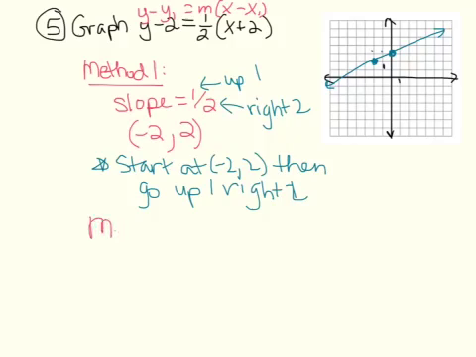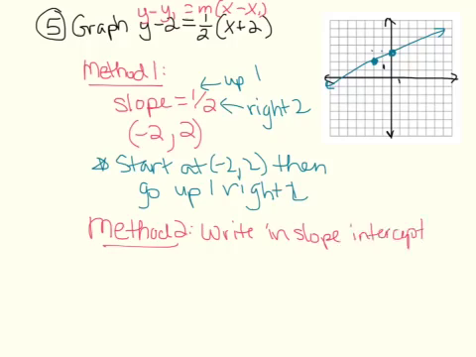So now, if you're super confused by method 1, you could try method 2. So method 2 is to take that equation and get it into slope-intercept form, which is something that you know and are hopefully comfortable with. So write the equation in slope-intercept form. So what you're going to do is you're going to take this equation and you're going to solve it for y.